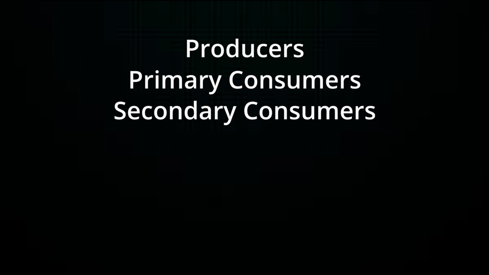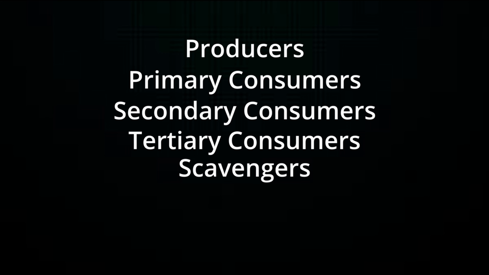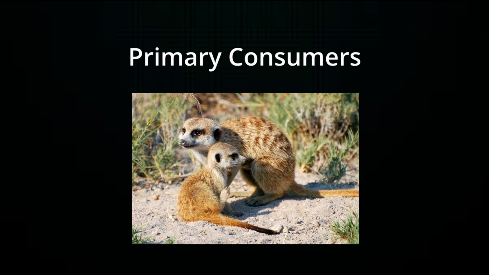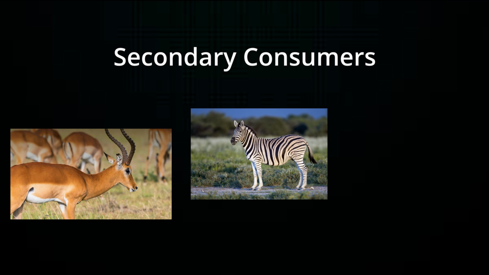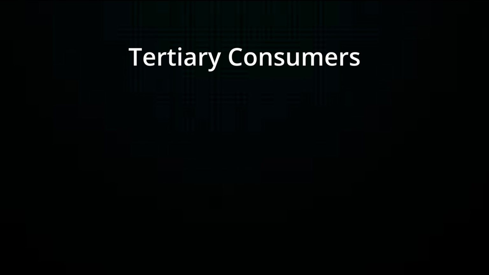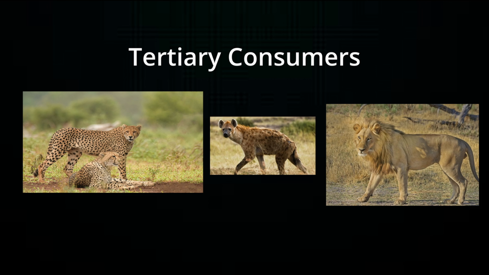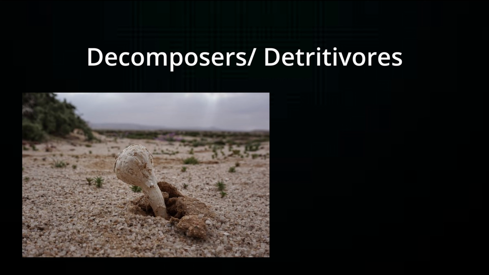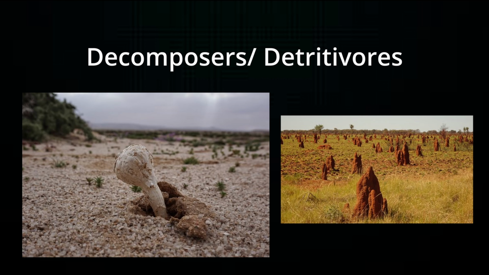The food web of a savanna biome includes producers, primary consumers, secondary consumers, tertiary consumers, scavengers, and decomposers. Producers include trees, shrubs, and grasses. Primary consumers are mostly made up of small mammals. Secondary consumers include antelope, zebras, and wildebeest. Tertiary consumers examples are cheetahs, hyenas, and lions. Scavengers include termites, vultures, and hyenas. And decomposers or detritivores include mushrooms, insects, and microorganisms.